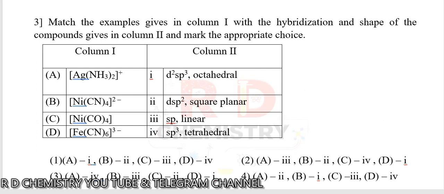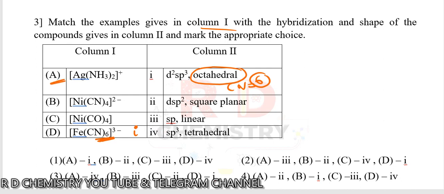Question number 3. Match the examples in given column 1 with hybridization and shape of the compounds in the given column 2 and mark the appropriate choice. Now, octahedral, there should be 6 ligands. Correct? Coordination number is equal to 6. Therefore, D. Can you see D here? Cyanido, 6 in number. Right? So, for that, D, Roman number 1.